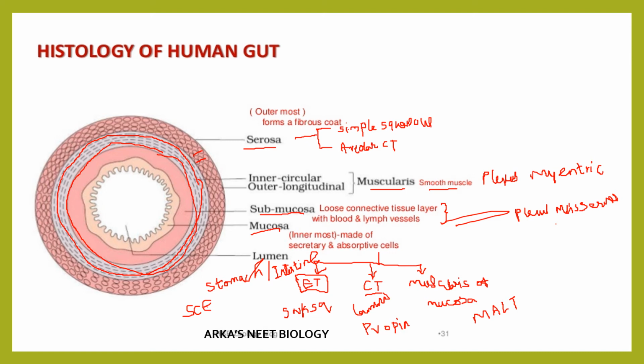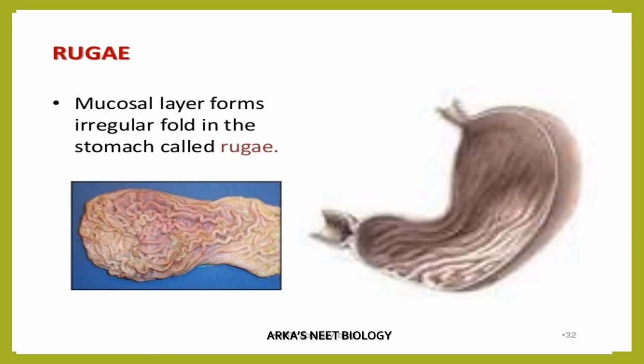Now coming into the submucosa of duodenum, it consists of a gland called Brunner's gland, whereas the mucosa of the intestine consists of glands called crypts of Lieberkühn. This is the complete histology of alimentary canal in humans. Coming to the special modifications present in certain organs, in the stomach the mucosa layer consists of irregular folds, and these irregular folds are called rugae.